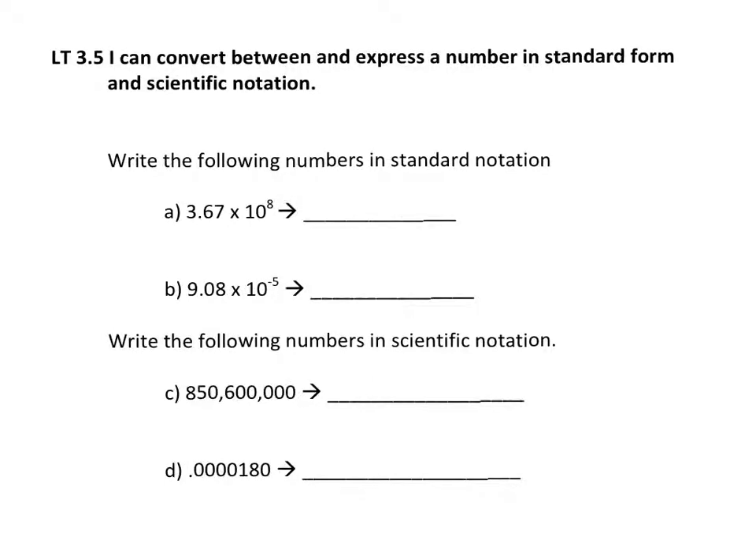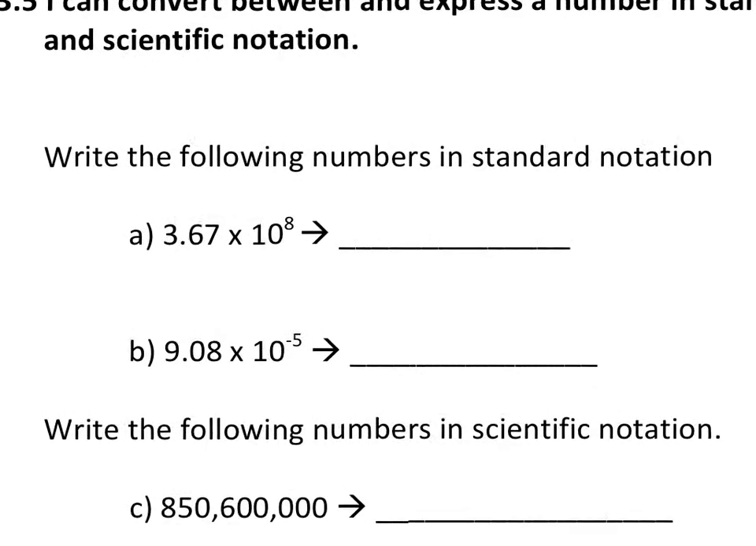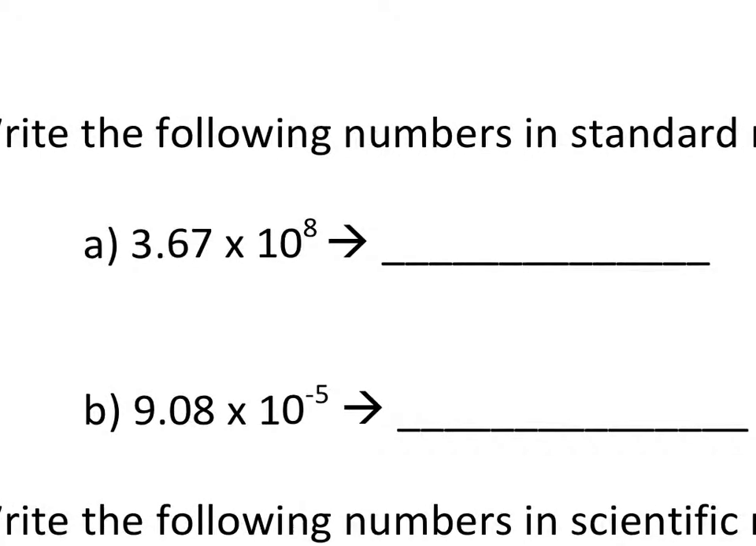So learning target 3.5 asks us to convert between and express a number in standard form and scientific notation. So for the first two examples, let's focus on taking a number in scientific notation and converting it to standard notation. So in this example A, the number written in scientific notation is 3.67 times 10 to the 8th.